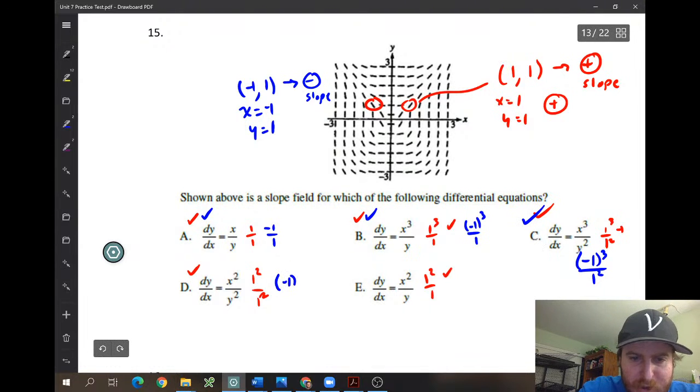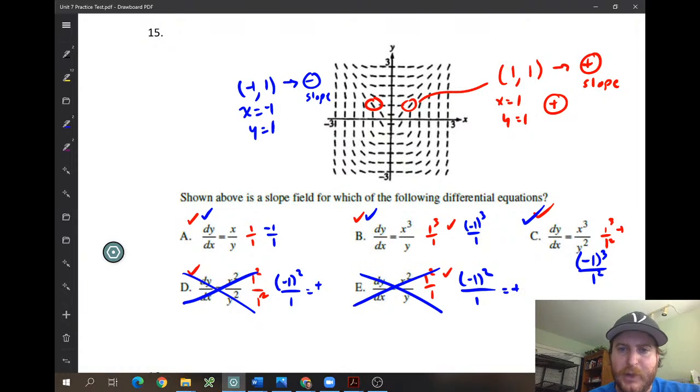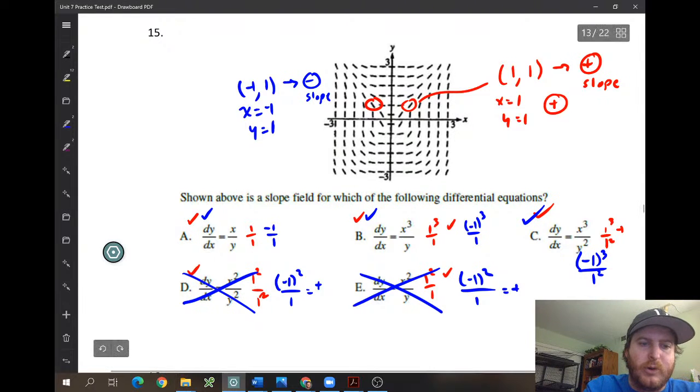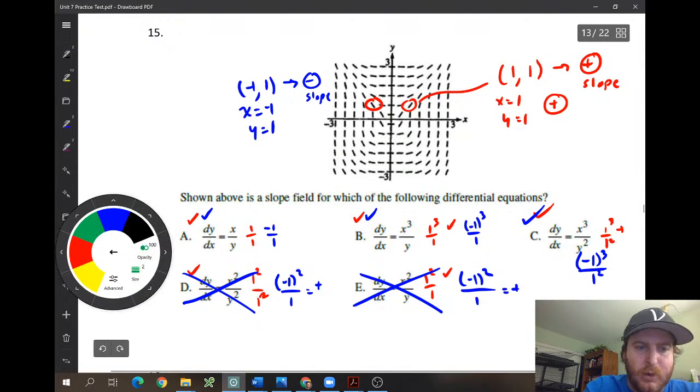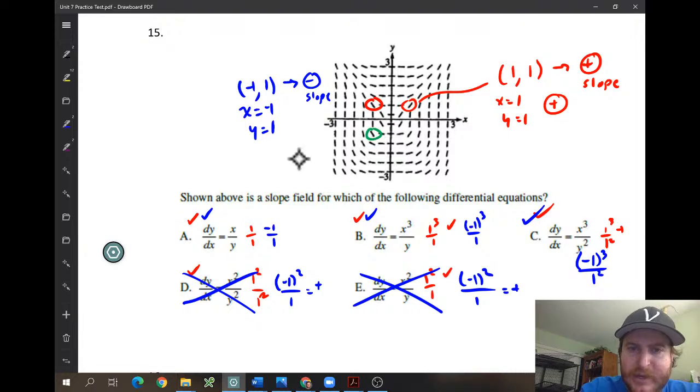Okay. Negative 1 squared is positive, so we can cancel out D. And negative 1 squared is positive, so we can cancel out E. So now I'm in between A, B, and C. Now go to another quadrant. Maybe we'll go to quadrant 3. So at negative 1, right? That's a negative slope.